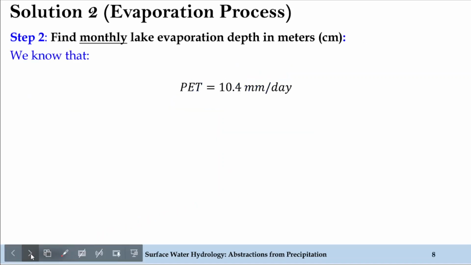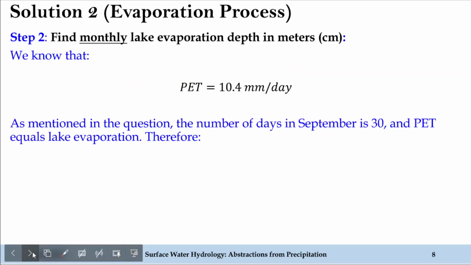Now step 2, we need to find out the monthly lake evaporation depth in meters. Okay, this is a slight change. It should be meter. I have written here as centimeter. Okay, so how to find out that? First of all, we know that PET is 10.4 mm per day that we have seen in the previous slide. Now the month is September, so there are 30 days in September.